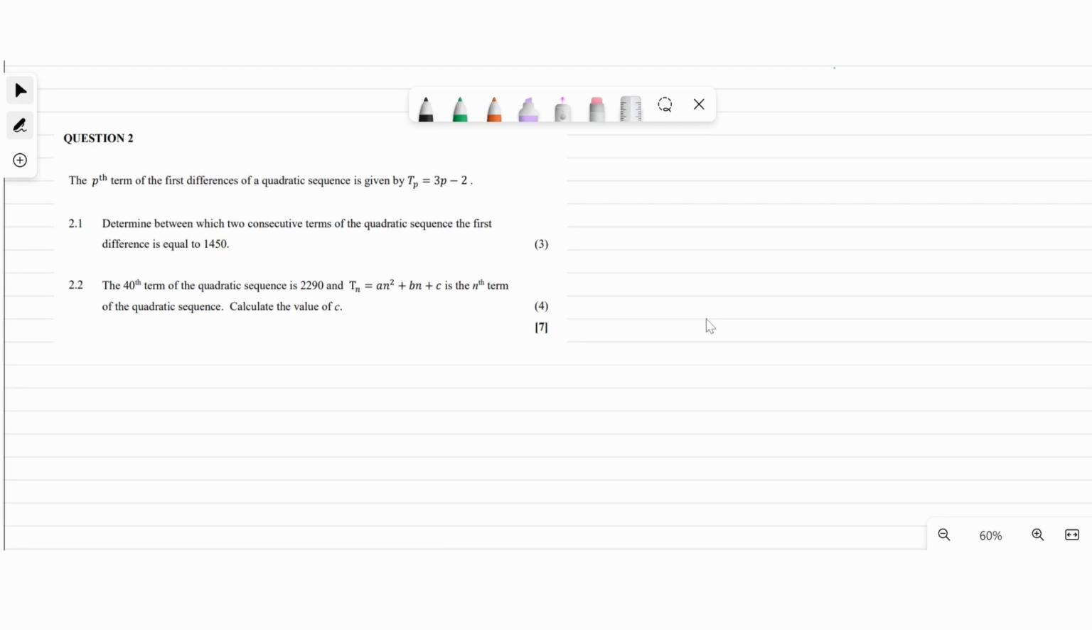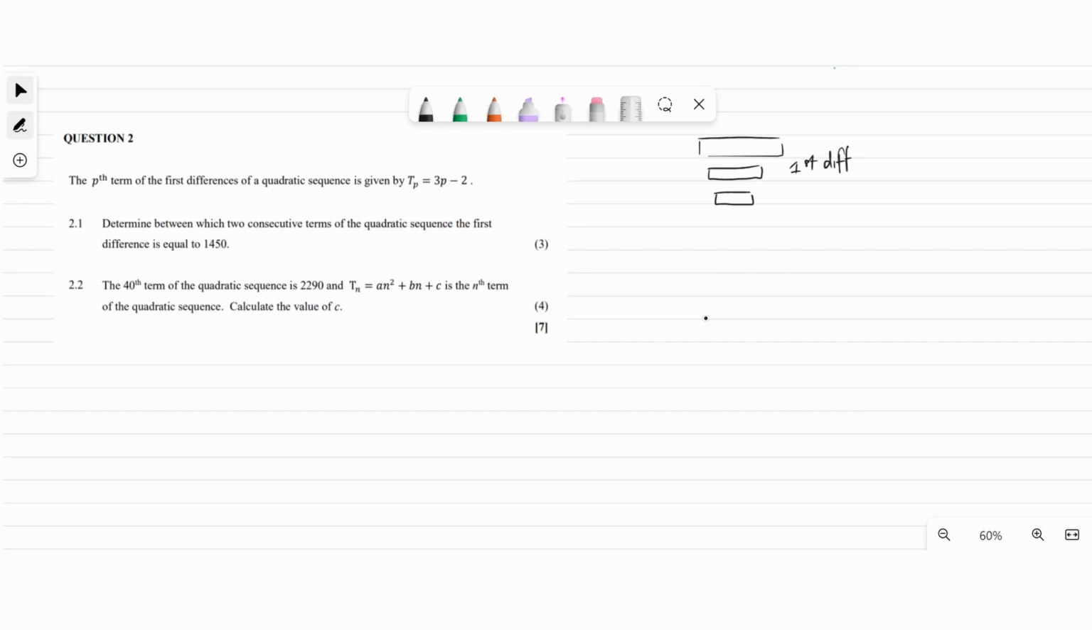So now what we're going to do is number patterns, which is going to be question 2 till question 4, right? So we're going to start with question 2. It says the p term of the first difference of a quadratic sequence. So we know this is a quadratic sequence, and remember the quadratic sequence is going to be the terms here at the top, then the second stack is going to be the first difference, and the last part is going to be the second difference. So this is the first difference, right?